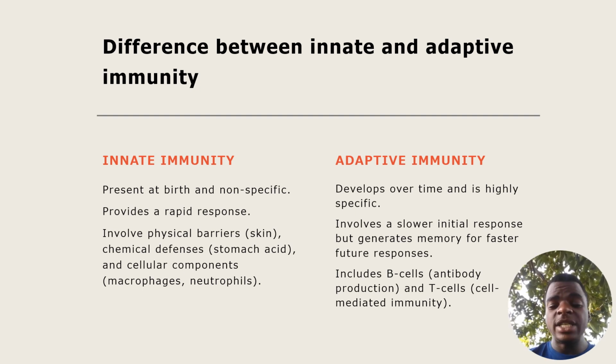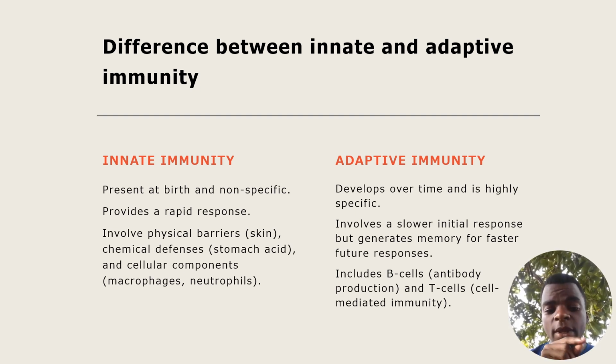When the pathogen comes first, the reaction is somehow slow, but when the immune system memorizes the pathogen, in a future encounter the response will be more effective. It includes B cells for antibody production and T cells for cell-mediated immunity. These are the major differences. There are many other differences.